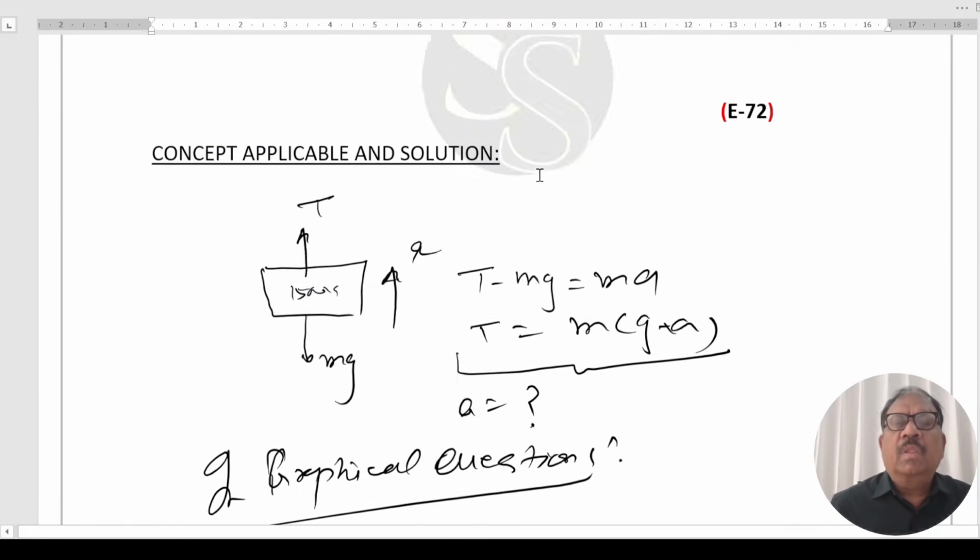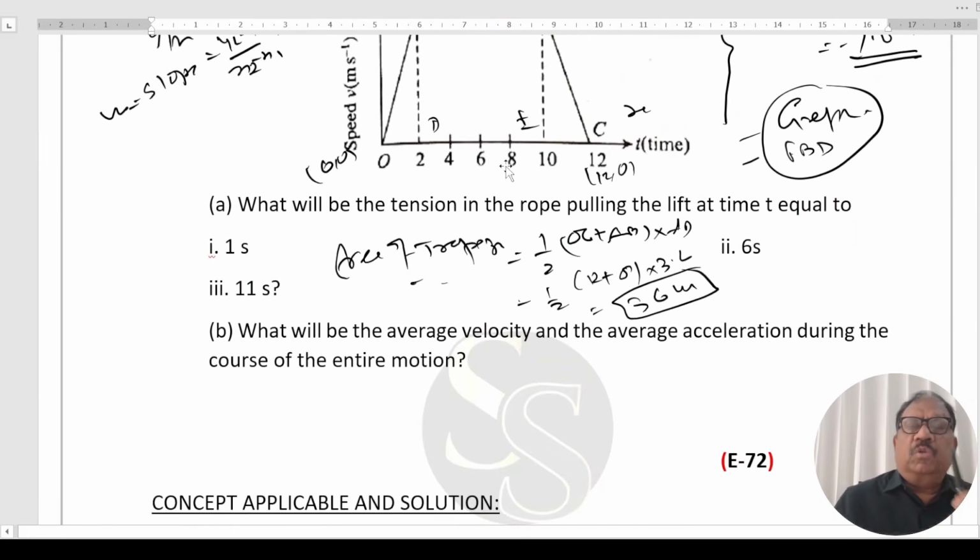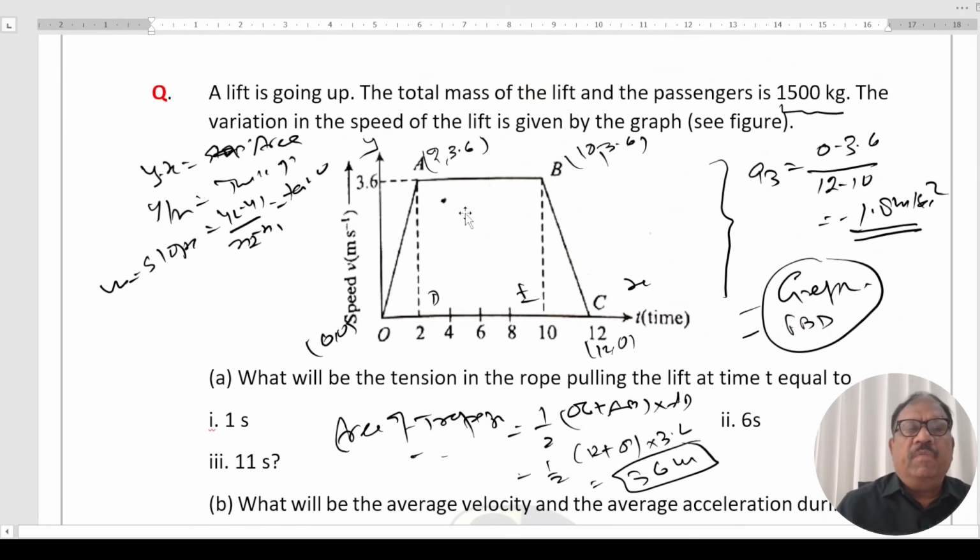In graphical questions, again repeating, if it is a product, think of area. If it is a ratio, think of slope. Slope is equal to y2 minus y1 upon x2 minus x1, that is m equal to tan theta. Theta is the angle made by the line with the positive direction of the axis. Positive direction means moving anti-clockwise. Right? Next.